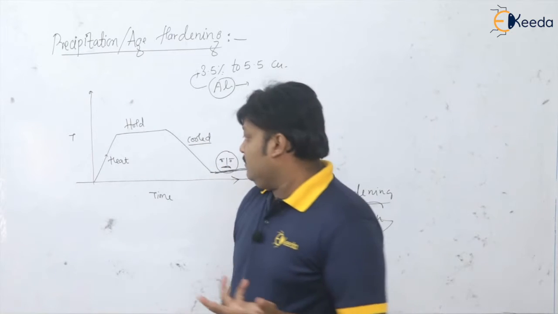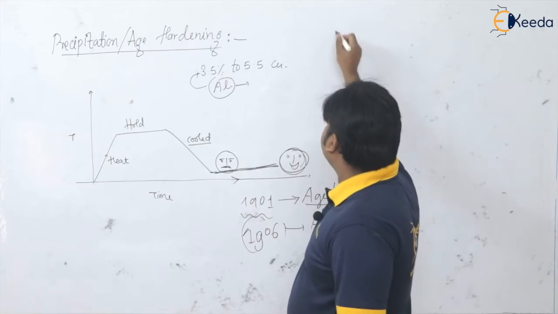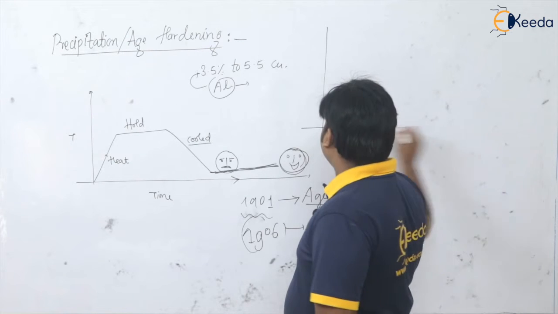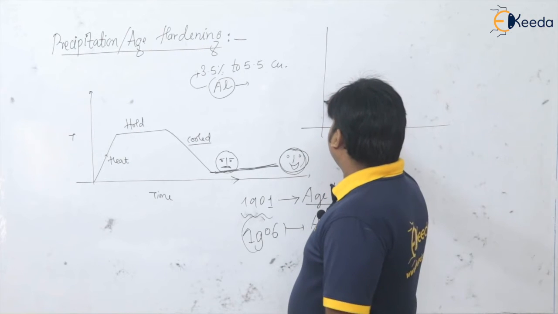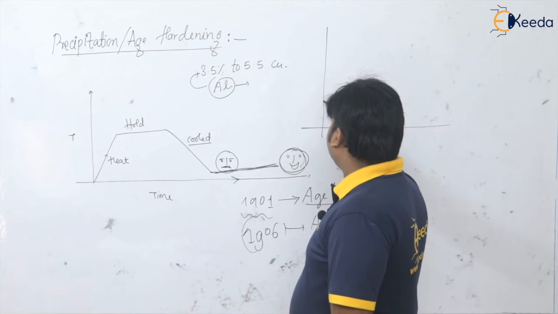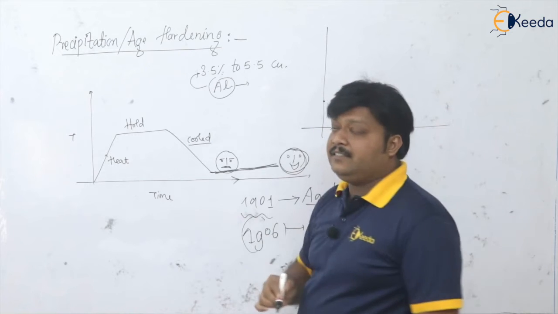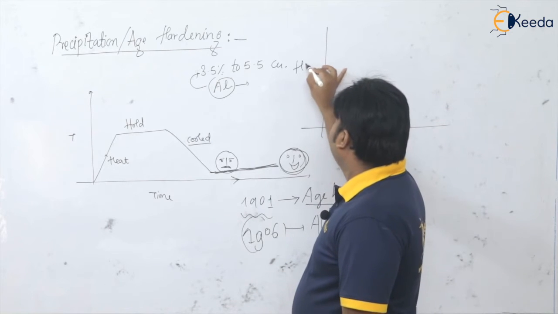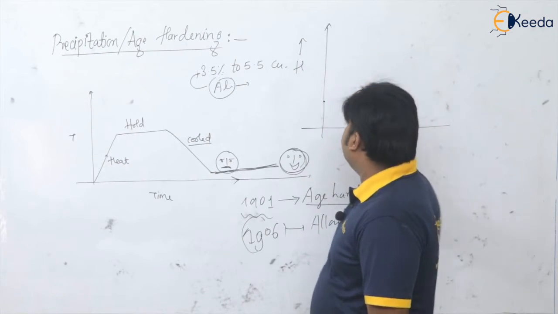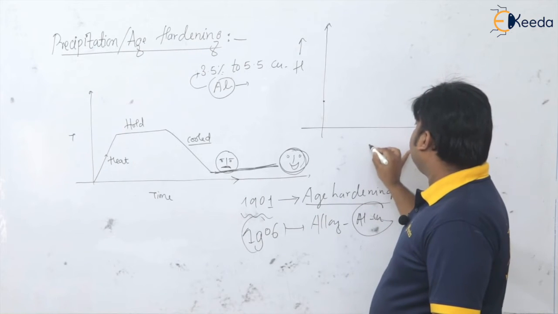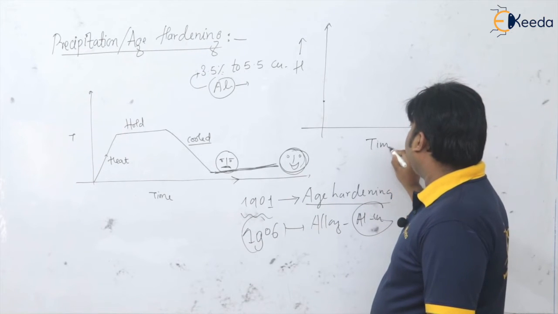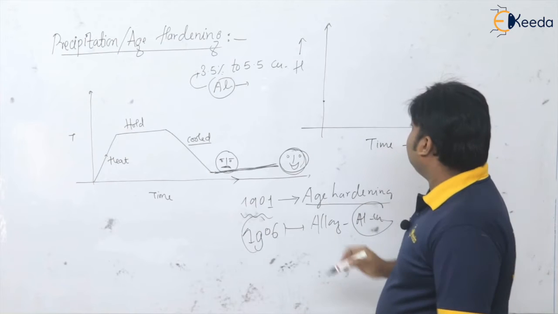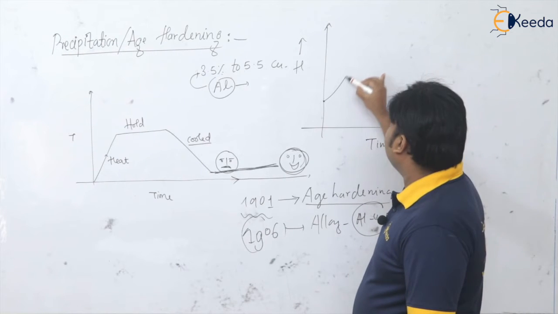So what were his observations? Suppose after martensite formation I have a certain hardness. On the y-axis I am plotting the hardness H, and on the x-axis I have the time. So what graph can we get here? See, the graph will be like this.